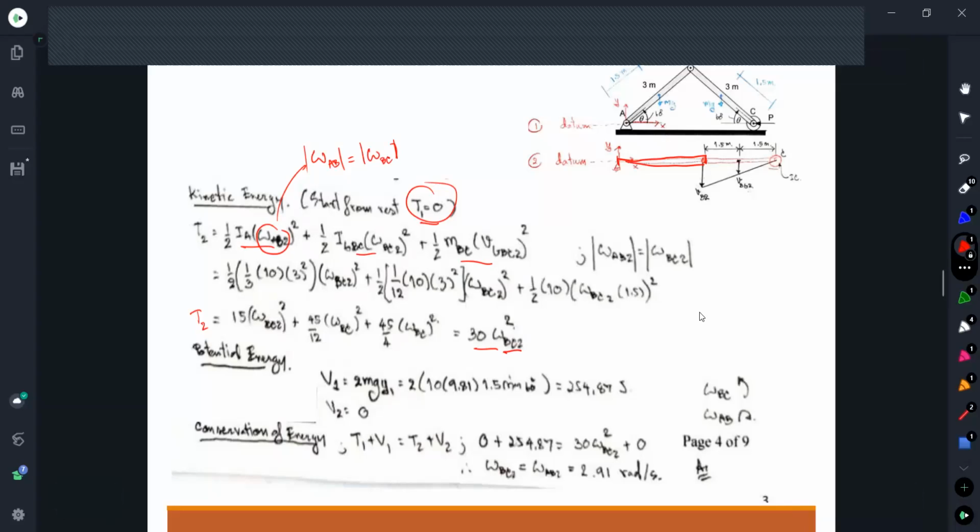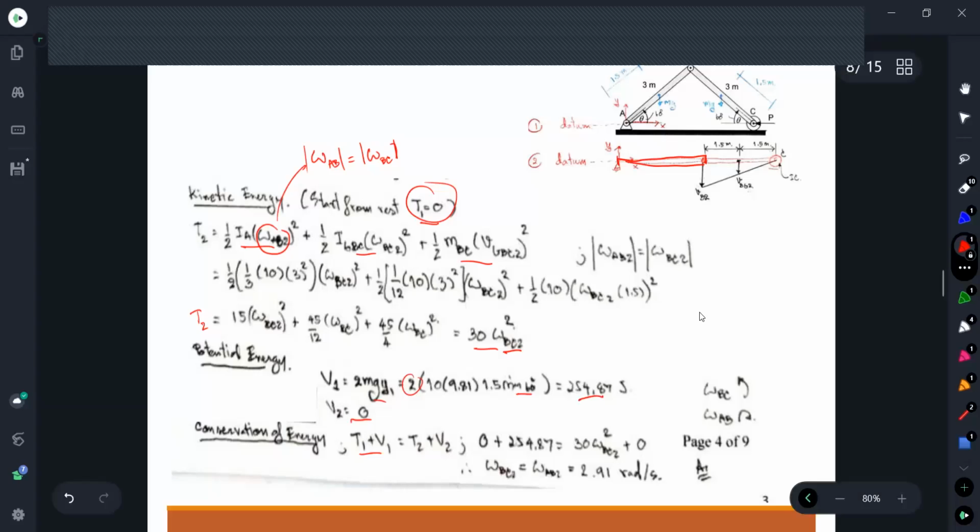And for the potential energy at the final position, it becomes 0 because it is along the datum. For the first position, it is equal to m g y1, where y1 is equal to 1.5 sine 60 degrees. This we have to remember. Then we can determine that this is equal to 254.87 Joule.